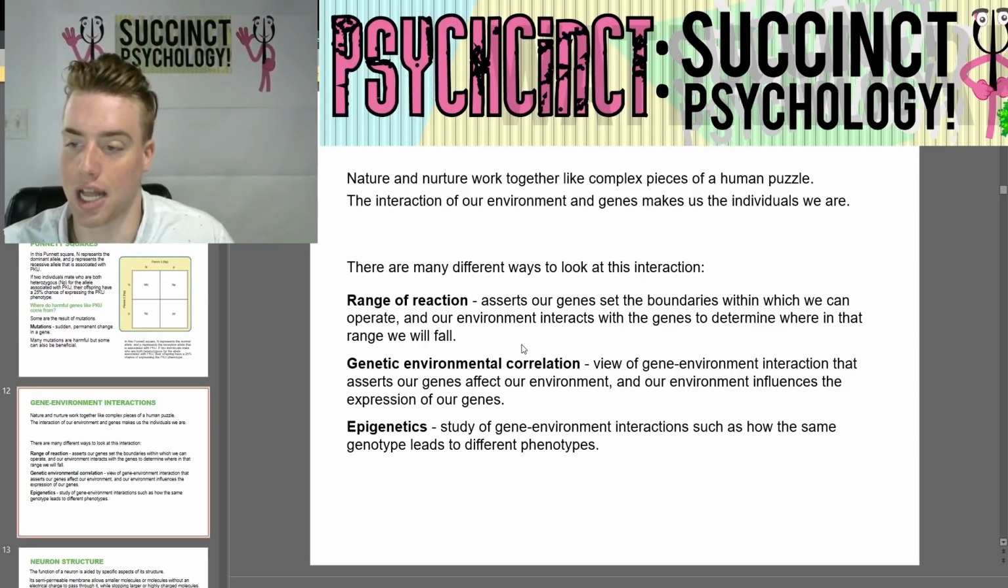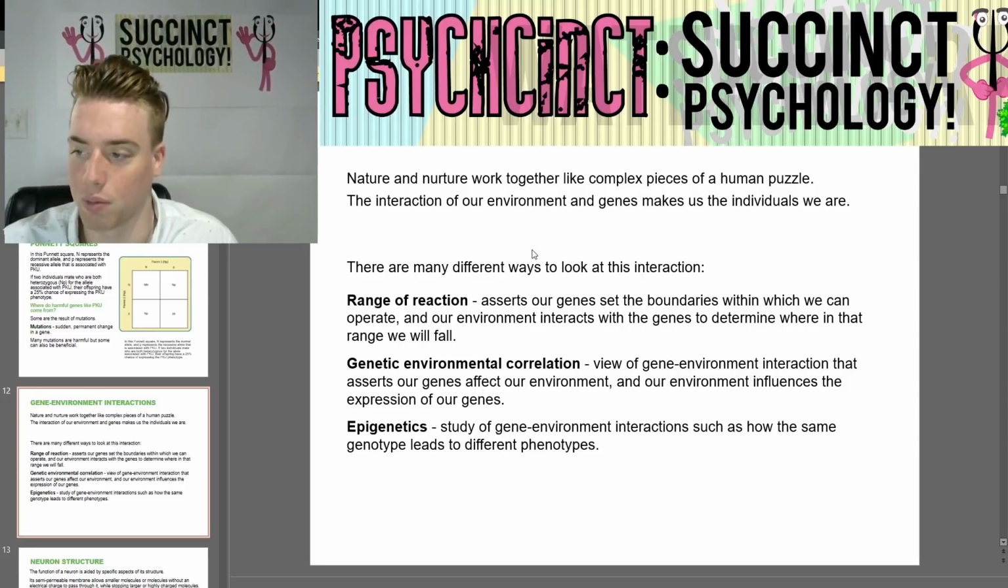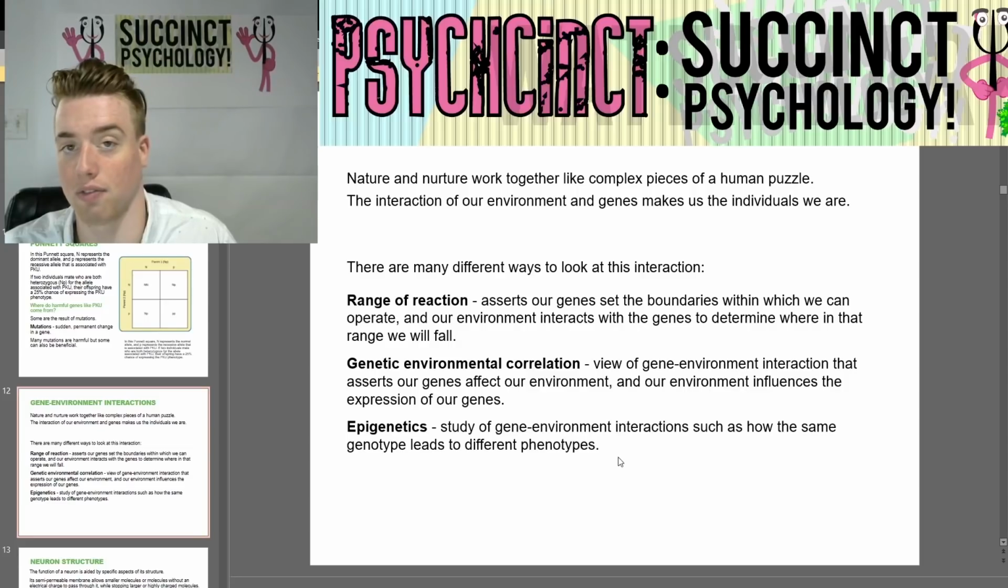Then we have genetic environmental correlation, which is a view of gene-environment interaction that asserts our genes affect our environment, and our environment influences the expression of our genes. And then we have epigenetics, which is a study of gene-environment interactions, such as how the same genotype leads to different phenotypes. So we will stop there for today.